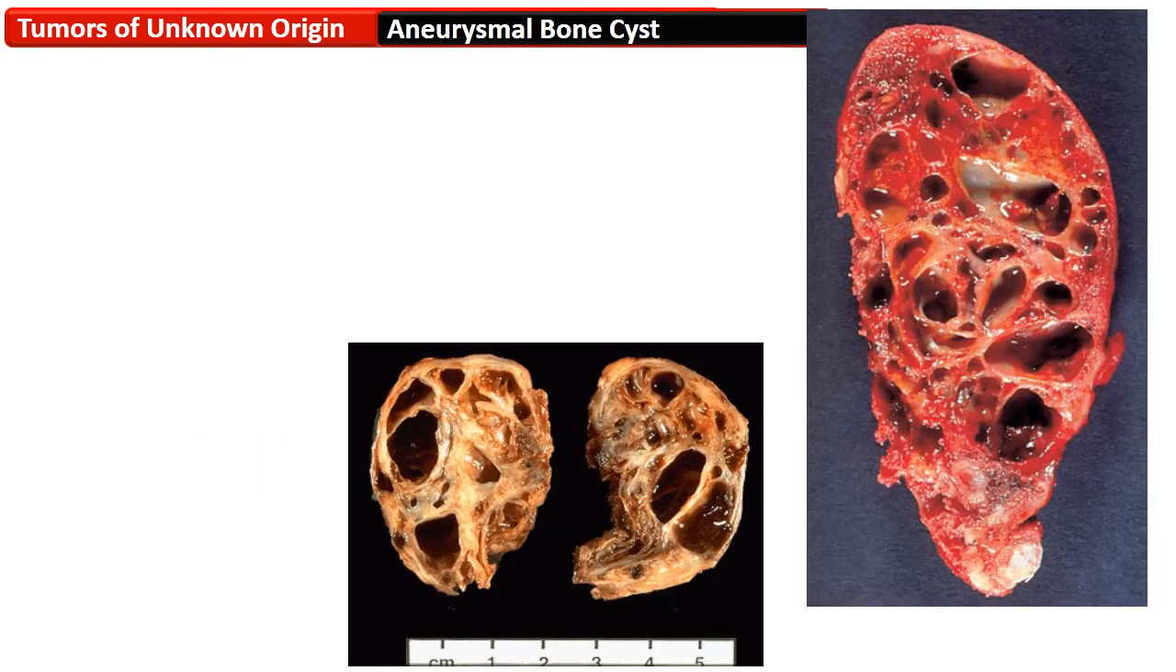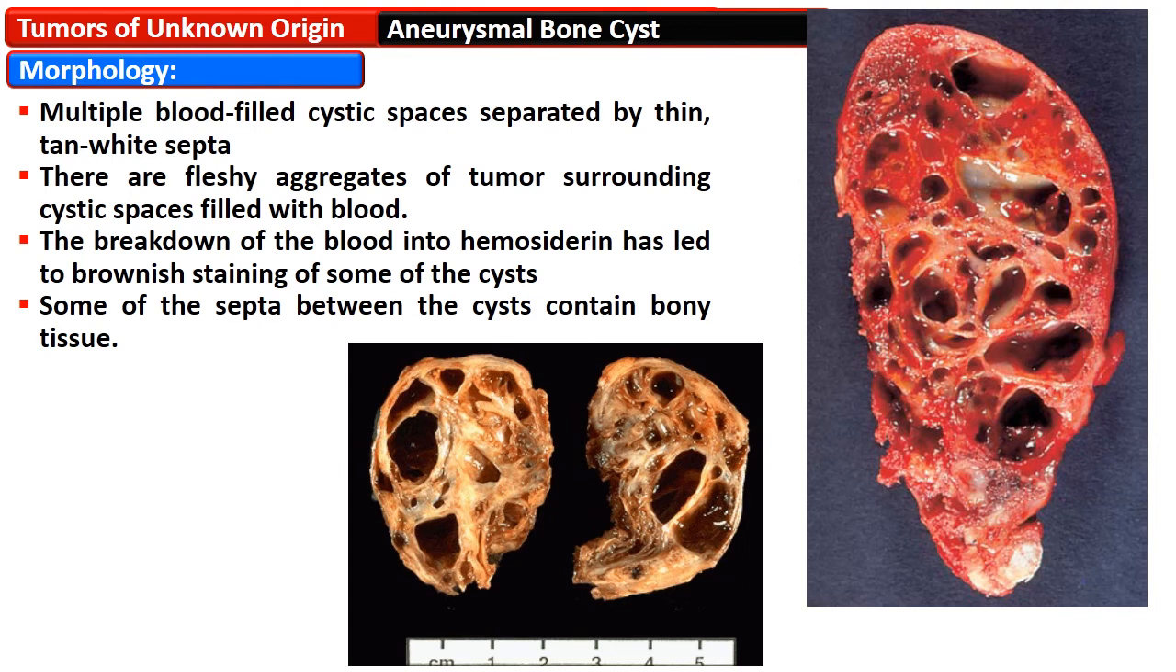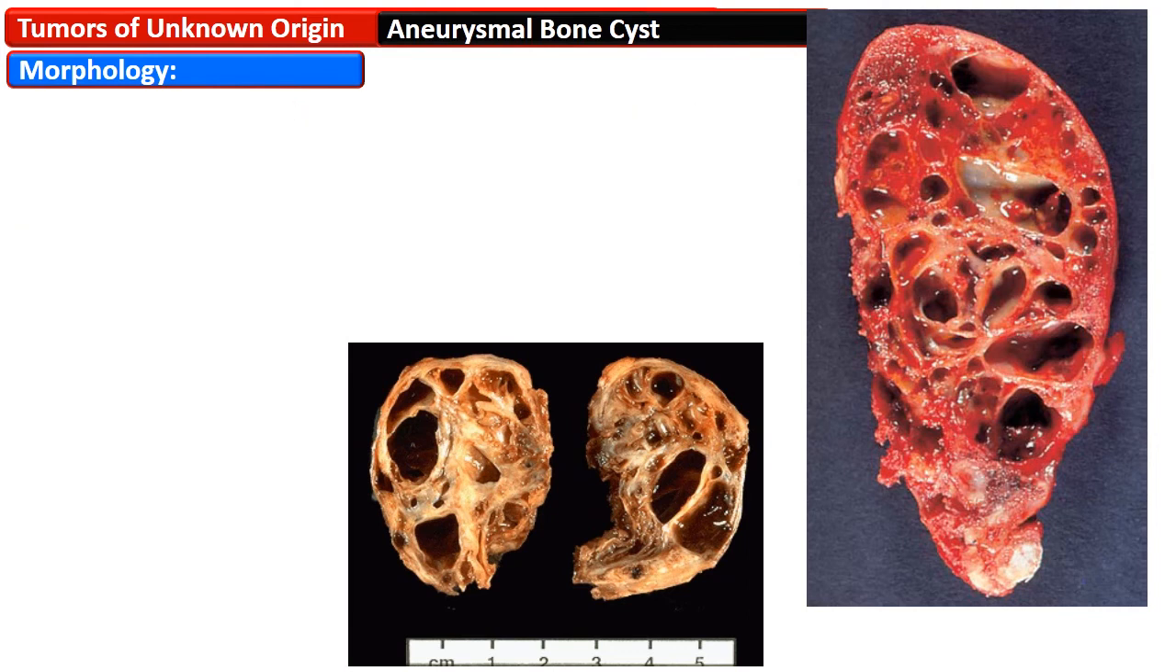The morphology of the aneurysmal bone cyst is characterized by the presence of multiple blood-filled cystic spaces that are separated by thin tan-white septi, and the cut surface of the cyst resembles a sponge that is permeated with blood and blood clot. There are fleshy aggregates of tumor surrounding these cystic spaces. The breakdown of the blood into hemosiderin leads to brownish staining of some of the cysts, and some of the septi between these cysts contain bony tissue also.